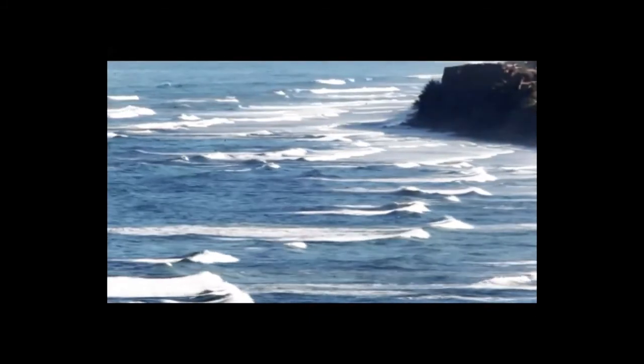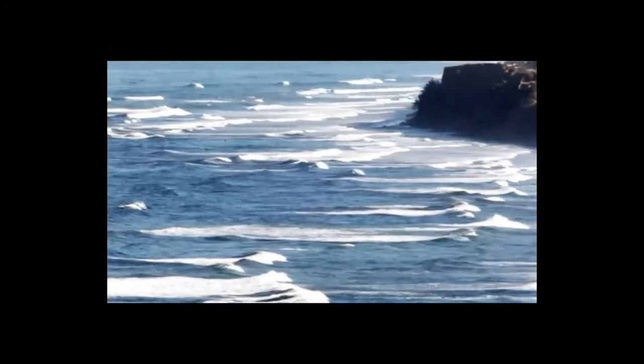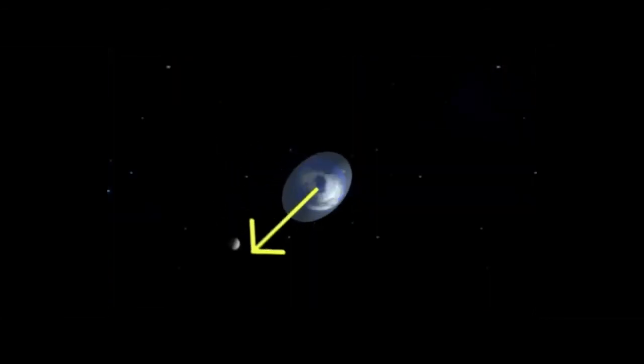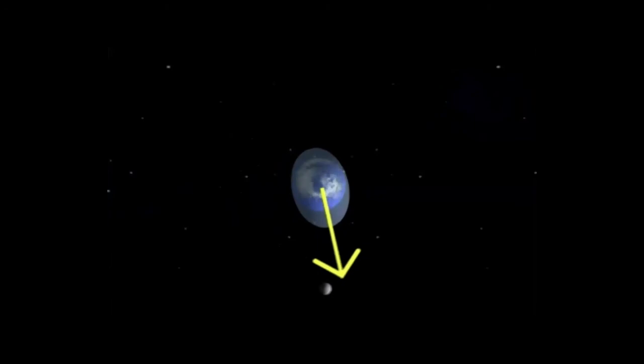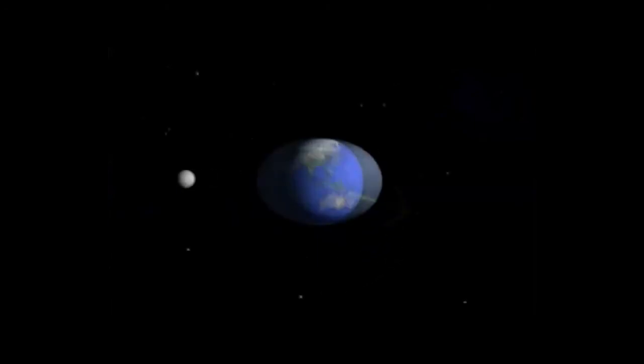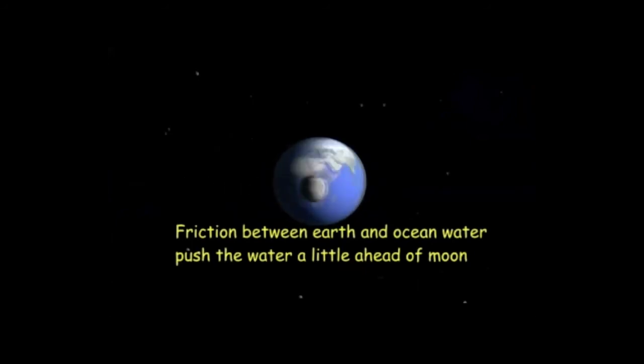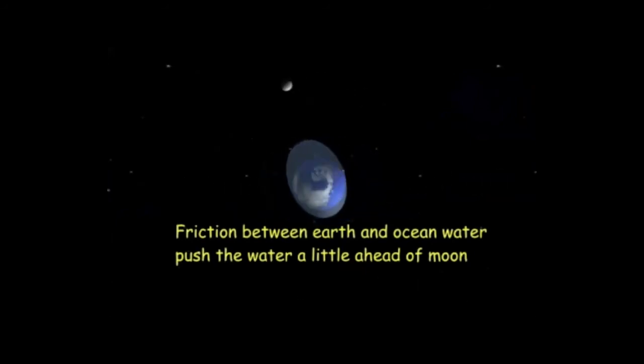Also, long ago, scientists noticed high tide bulges don't travel exactly in line with the Moon. They travel slightly ahead of it. Why? As Earth spins around quickly below the ocean bulge, friction between Earth and the water pushes the water ahead of the Moon just a little.